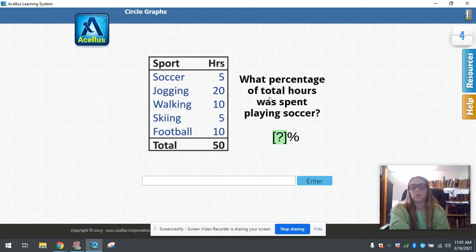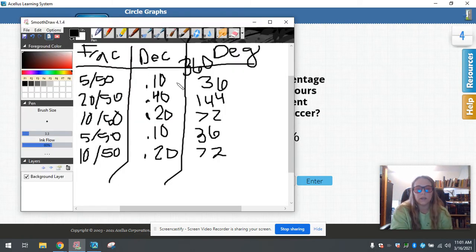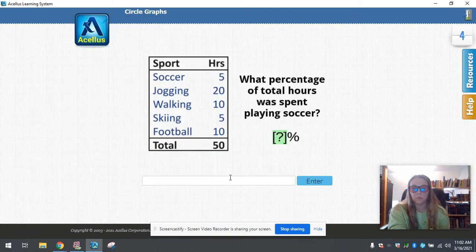What percentage of total hours was spent playing soccer? Okay, this is a little bit simpler. We don't have our pie chart or circle graph to look at. So soccer was 5 out of 50. We already put that in the calculator and we got a decimal, 0.10. Remember, to turn a decimal into a percentage, you just move the decimal to the right 2 places. Or you think 0.10, oh, that's in the hundredths place. So it's 10 out of 100. And percents are out of 100, so it would be 10%.